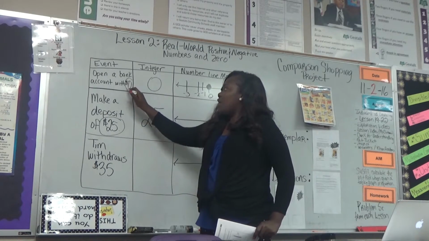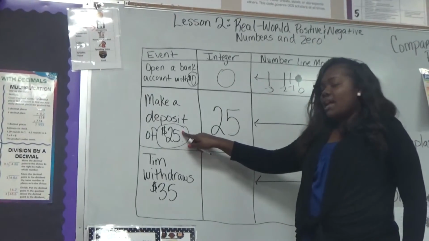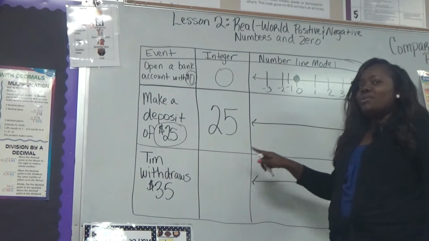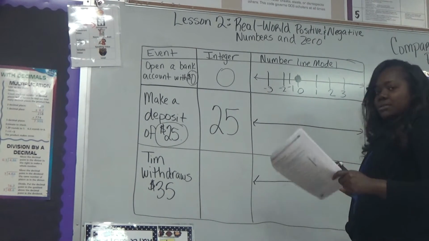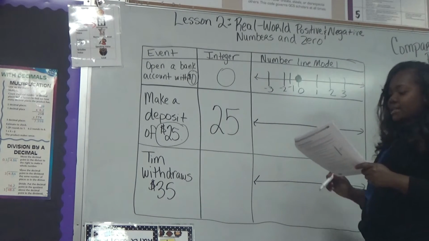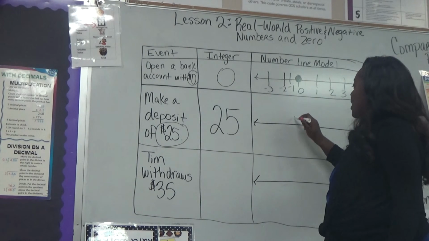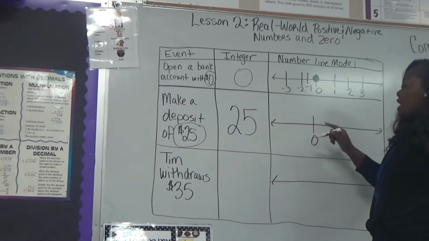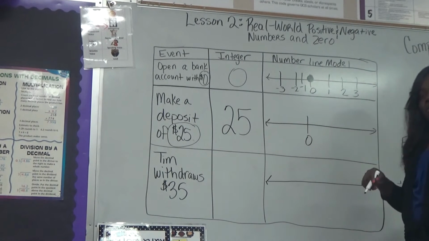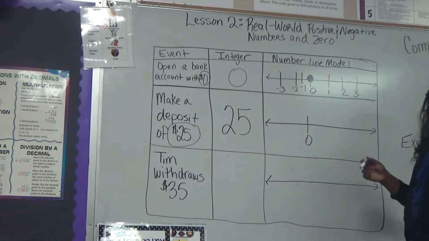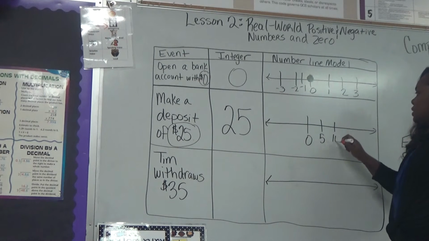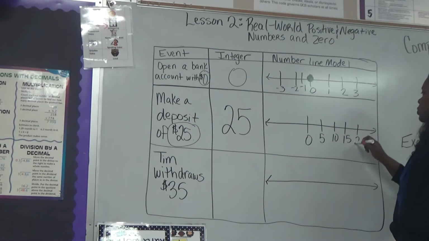Just like we got $0, I have a 0 as my integer, okay? $25 here, and I know deposit means that that's positive. So I have a positive 25. After all, posit is still in there, so it's a keyword for positive. Exactly. And when I do my number line, I'm going to have 0 in the middle again. And then I could count by 5s to reach 25, or I could count by 10s, or if you want to make a really big number line, you can count by 1s. So I'm going to simply count by 5s: 5, 10, 15, 20, and then what?